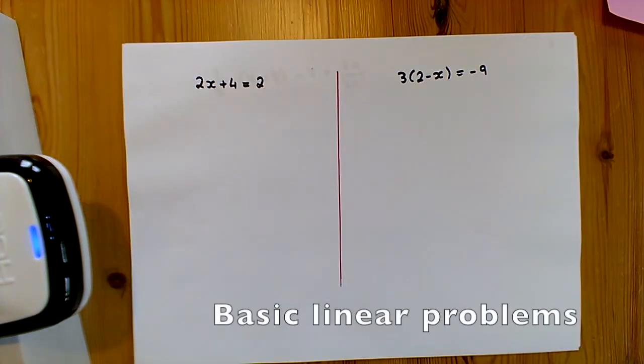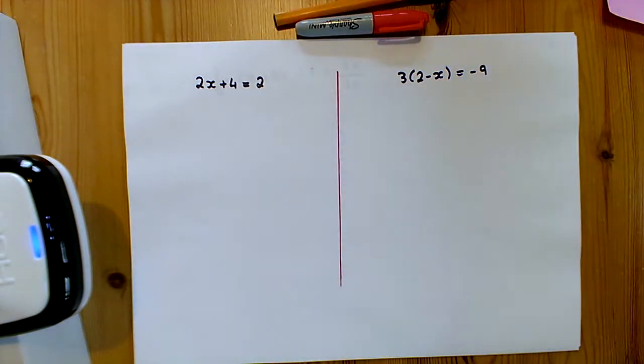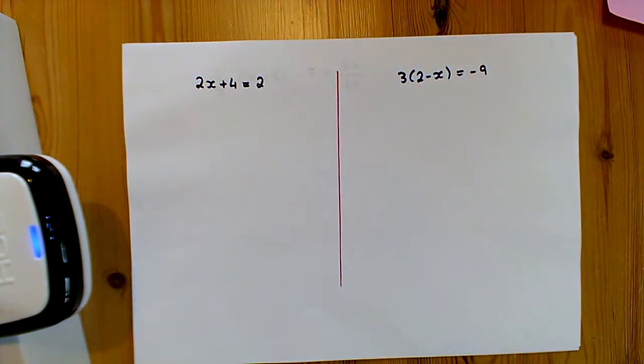So here we have an example of two linear equations. The one on the left is pretty basic, the one on the right is slightly more complex, but it shouldn't be too troublesome. We should be familiar with these from junior cycle, and obviously they come up all the way through the Leaving Cert and senior cycle as well.